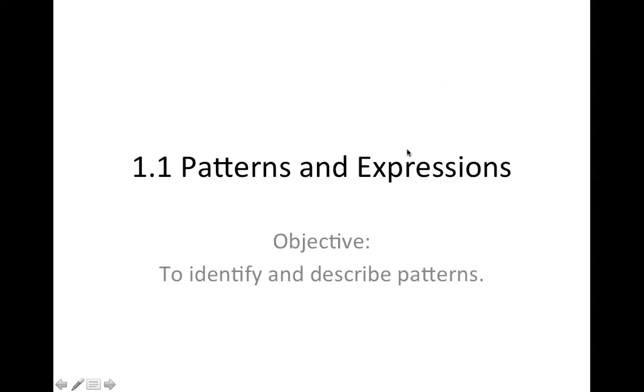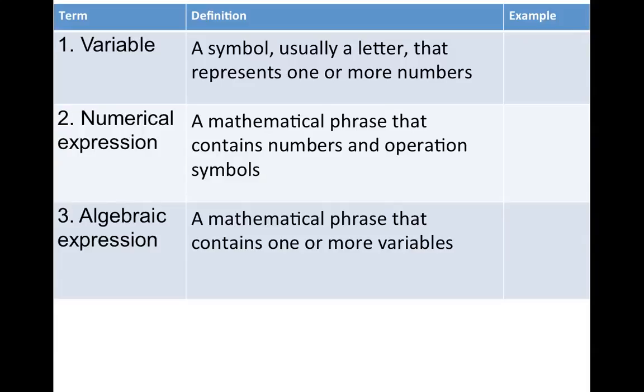The first section we're going to do, we're going to start right at the beginning of the book, 1.1, Patterns and Expressions. By the end of this lesson, you should be able to identify and describe patterns. The 3 vocab words that you should write down on your Chapter 1 vocab sheet are: variable, a symbol, usually a letter, that represents one or more numbers. The most common variable that you should be familiar with is x.